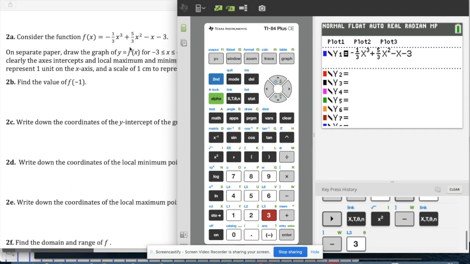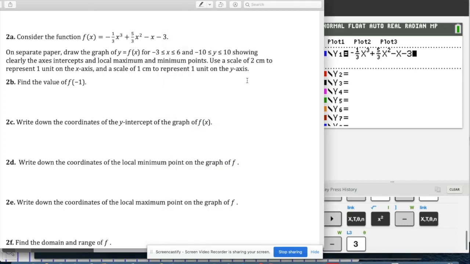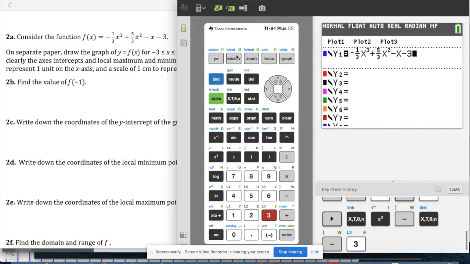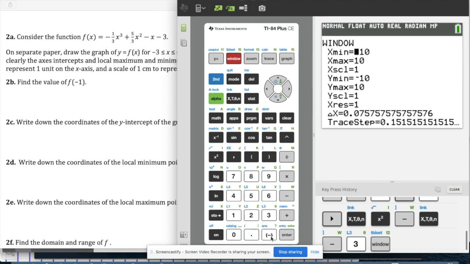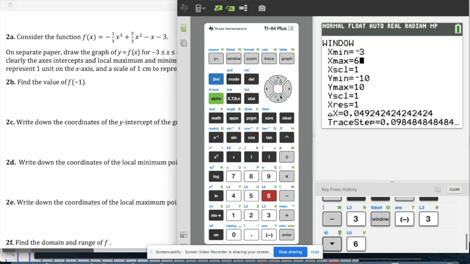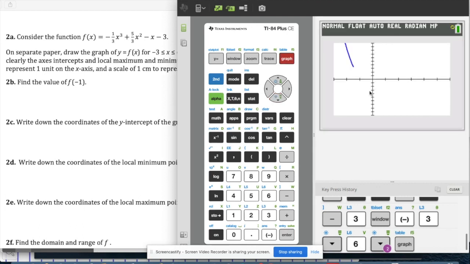So this is our function in y1. We're given some specific values for x and y to graph it on, negative 3 to 6. So I go to the window, start the x values at negative 3, go up to 6. Again, the x scale is 1. Negative 10 to 10 is what they asked for y. And then I can go to the graph and get an idea of what it looks like. Okay, typical curvature for a cubic.